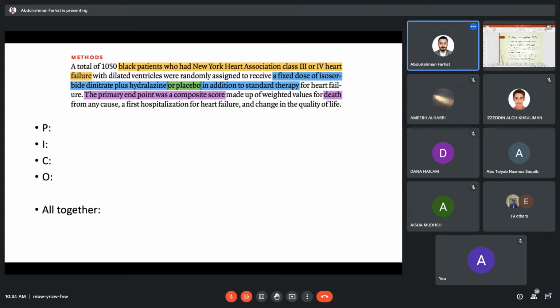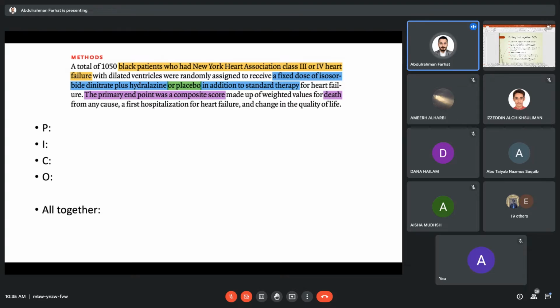So here's the thing. That's why I highlighted placebo in green, because it's the comparison. We're comparing the intervention group to the placebo group. And both groups will receive what? Standard therapy. One group will receive a fixed dose of isosorbide dinitrate plus hydralazine in addition to standard therapy. The other group will receive placebo in addition to standard therapy.